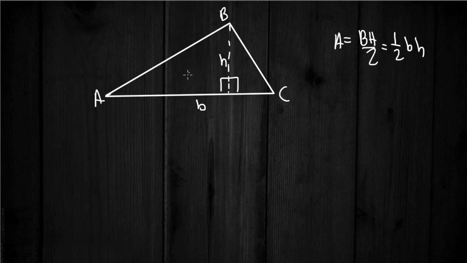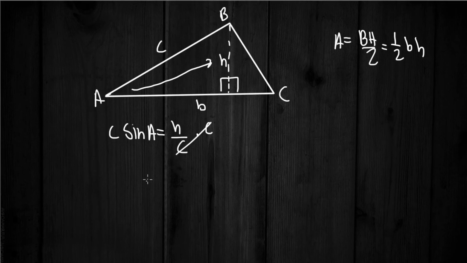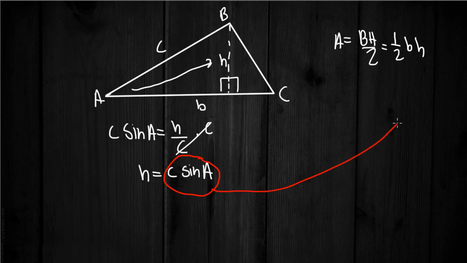So we have a right triangle to the left, and why don't we say the sine of angle A is equal to the opposite side, which is H, over the hypotenuse, which is across from angle C, so that's little c. So now if we multiply both sides by C, we get H equals C times sine of A. And now we can take this formula right here, and we can plug it into our formula for the area of any triangle.